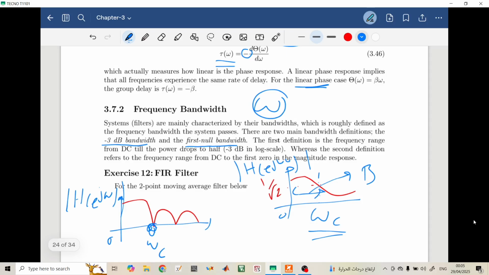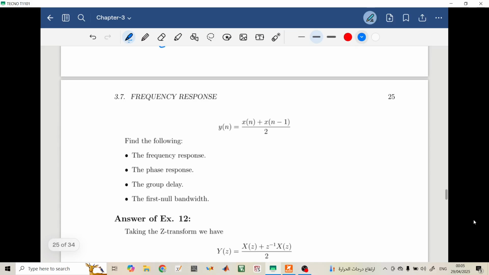We want to consider the 2-point moving average filter below, which has this form, right? And we want to find the following: the frequency response, the phase response, the group delay, and the first null bandwidth. The first thing to do here is to use the Z transform.